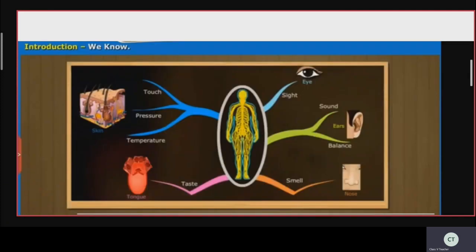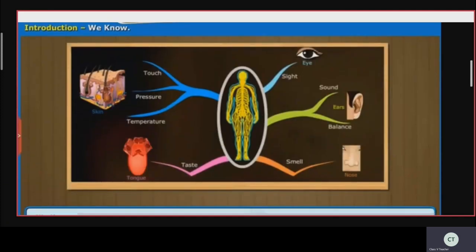Okay, now in the last lesson, we have learned about the sense organs, isn't it, children? What are the sense organs? Eye, it helps the sight. See on the screen, children. With the help of the eye, we can see things. With the help of the ears, we can hear sound and we can balance.